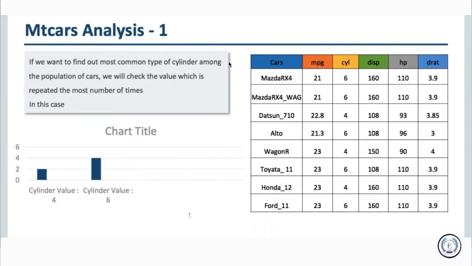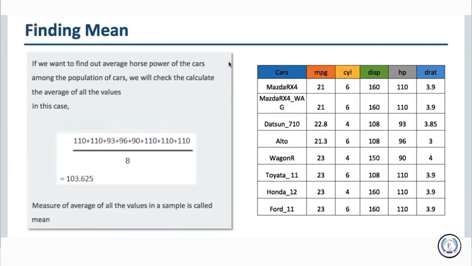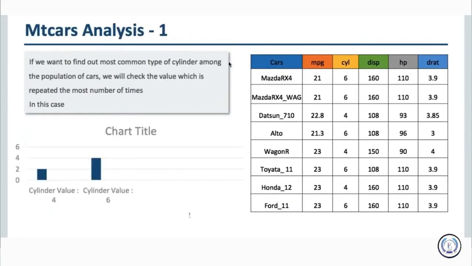Here we want to find out the most common type of cylinder. The values of cylinder are divided into two types, 4 and 6. And if you try to calculate the mean, which is nothing but taking the average of the whole records. Coming back to the first analysis, we're talking about the most common type of cylinders. We got two values, 4 and 6. If you see, the frequency of 6 is more. So we can say that the most common type of cylinder is the 6 cylinder.